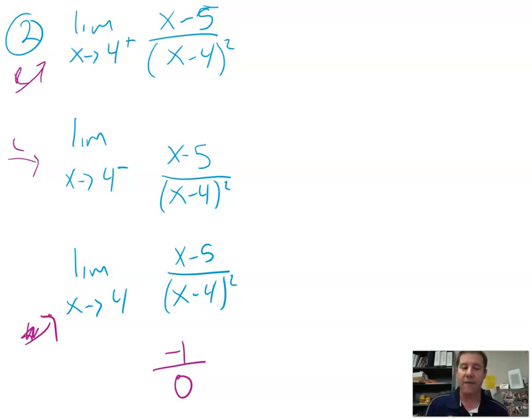If we think graphically here, because we have this x minus 4 on the bottom, we know that's going to create a vertical asymptote. So as we run along this vertical asymptote, maybe we're going to go to infinity or negative infinity. When we have vertical asymptotes, that's where we get these infinite limits. Okay?